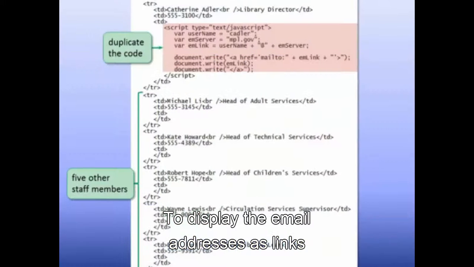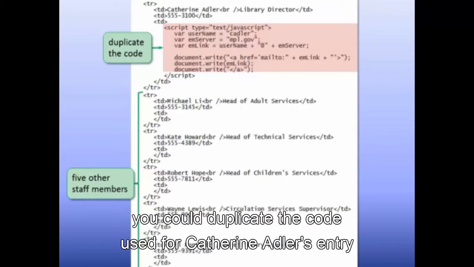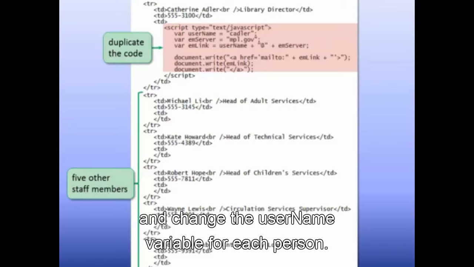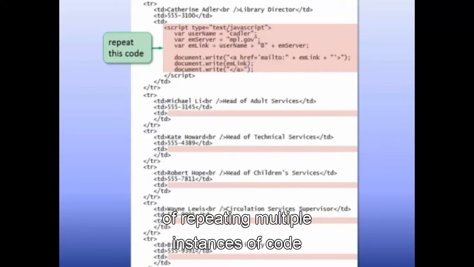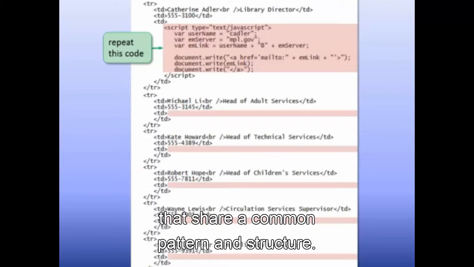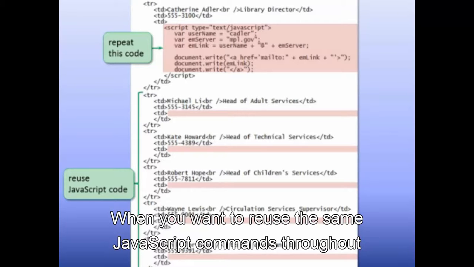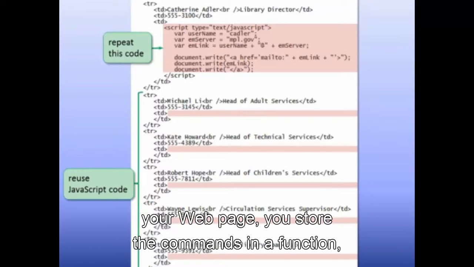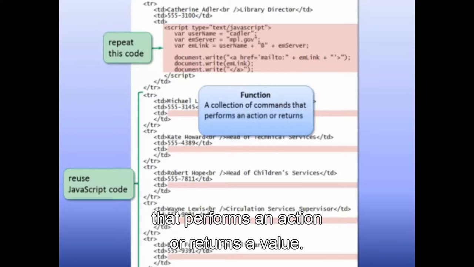To display the email addresses as links for the other 5 staff members, you could duplicate the code used for Catherine Adler's entry and change the username variable for each person. However, JavaScript provides a simpler way of repeating multiple instances of code that share a common pattern and structure. When you want to reuse the same JavaScript commands throughout your web page, you store the commands in a function, a collection of commands that performs an action or returns a value.